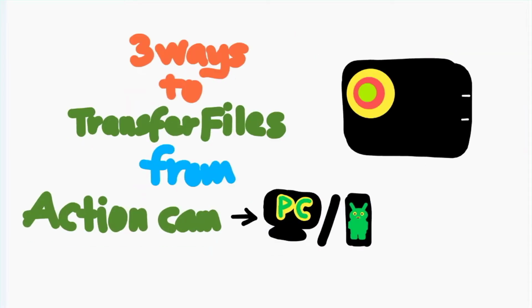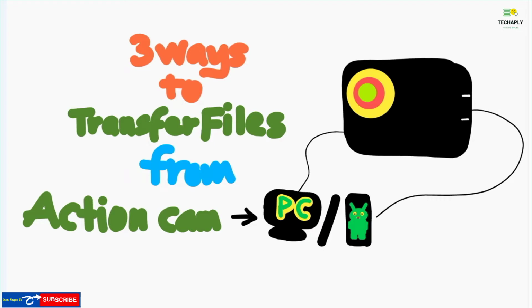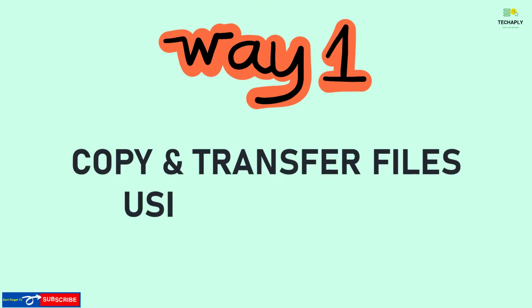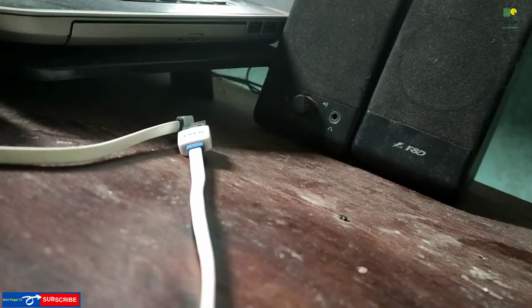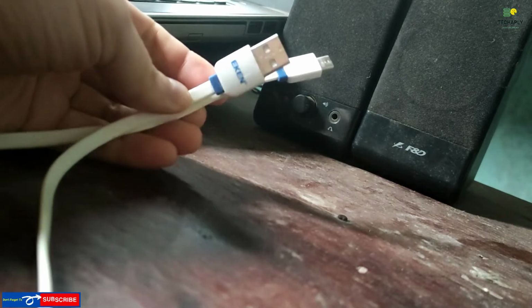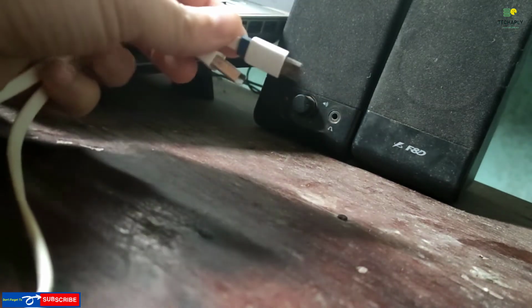In today's video, let's walk through three ways to copy and transfer files from an action camera to the PC or Android. Way number one, copy and transfer files using a USB cable. This is the easiest way to directly transfer files from your action cam to the PC.